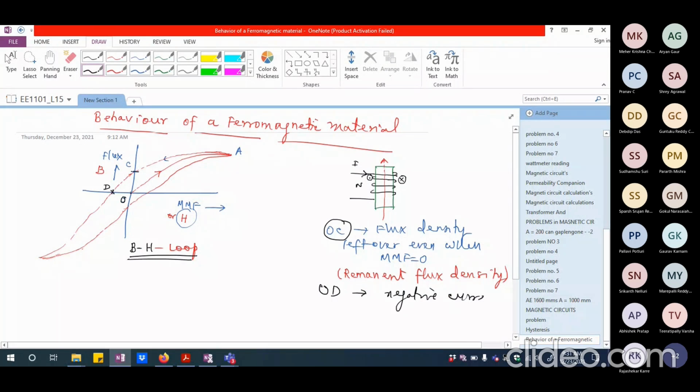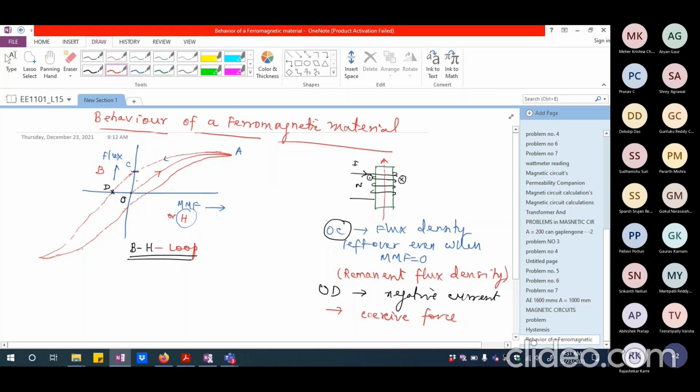That is going to make sure that the flux density is brought to zero. So that actually coerces the flux density. It forces the flux density to come to zero. So this is generally known as coercive force. Okay, so this is coercive force.